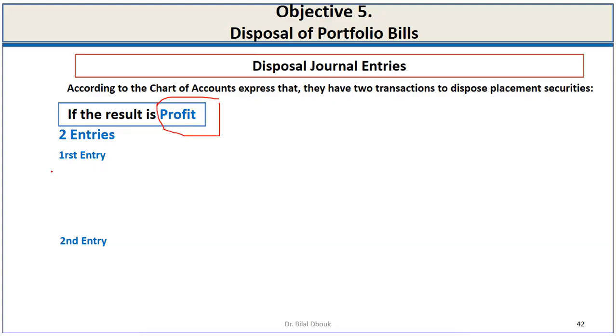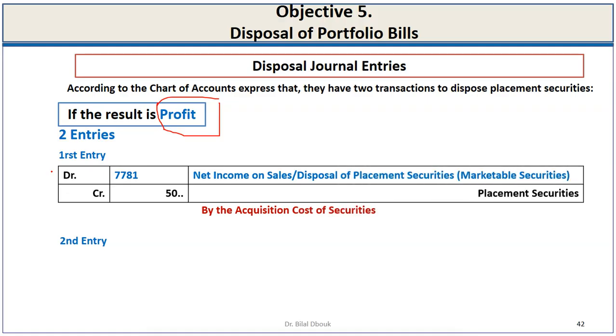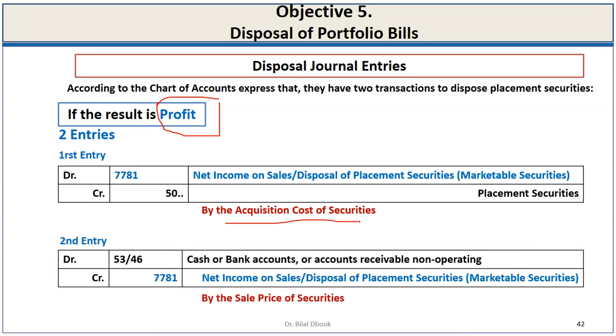two journal entries. We debit account 7781, net income on sales or disposal of placement securities. We mean by that marketable securities, and we credit account 50, related to placement securities. This is the entry by the acquisition cost of securities. The second entry is by the sale price of securities. Here we debit either cash or bank accounts or accounts receivables, and we credit 7781, the same account, which is net income on sale or disposal of placement securities.